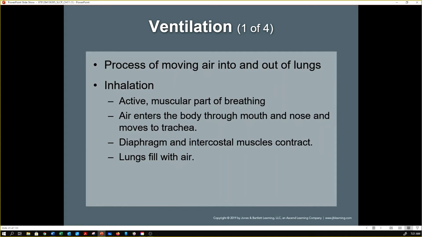And so if someone's not breathing adequately, we have to intervene, meaning we have to recognize the patient's not breathing adequately, and we have to intervene to fix that. Once we recognize it, we must immediately act to fix it.